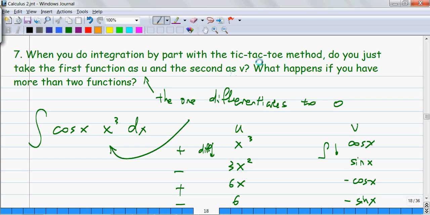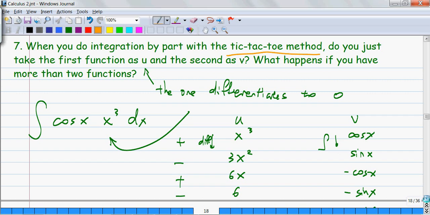Actually, I've never heard of this term tic-tac-toe method, so I Wikipedia searched it, and I think I understand it now, so I will use the Wikipedia example. So it's cosine multiplied by x cubed. So remember, the one you treat as u is not the first function here. It's the one which differentiates to 0.